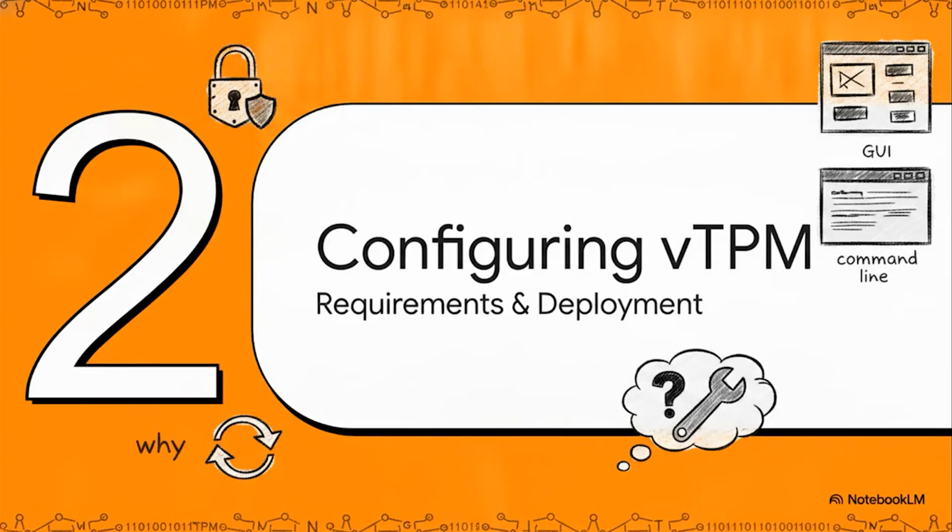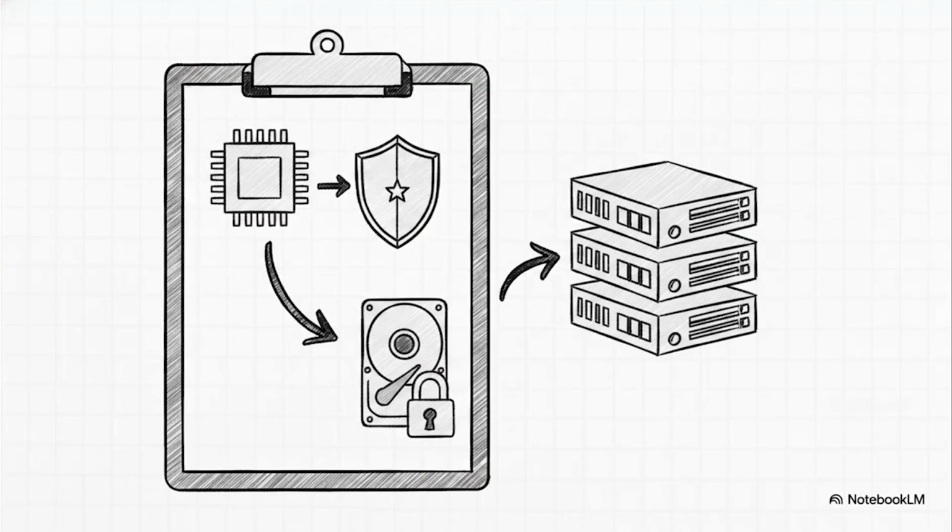Moving right along to Section 2, Walkthrough, configuring Virtual TPM, including requirements and deployment paths. Okay, before we even think about attaching a vTPM, your environment has to meet some specific software minimums. We're talking AHV version 2022-0304.242 or above, AOS version 6.5.1 or above, and Prism Central PC.2022.9 or later.